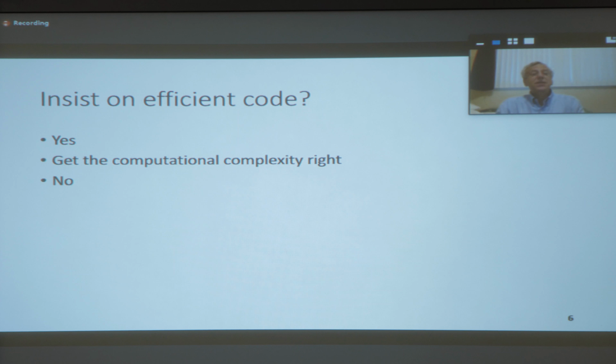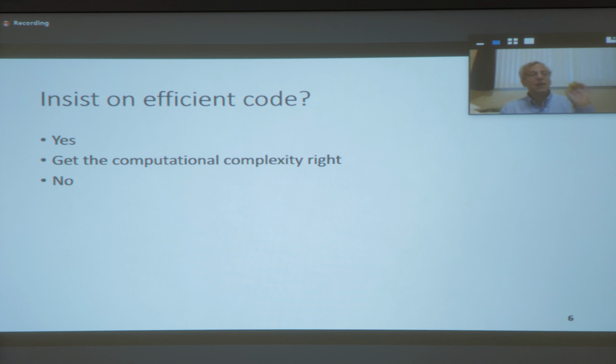Did I insist on efficient code? Well, there were 3 possibilities. Yes, I did. No, I didn't. And there's a middle ground. I had 3 choices. Yes, insist on the best code possible. I did not have that luxury. No, let them write terribly dirty, inefficient code and see what happens. I corrected them if that happened.